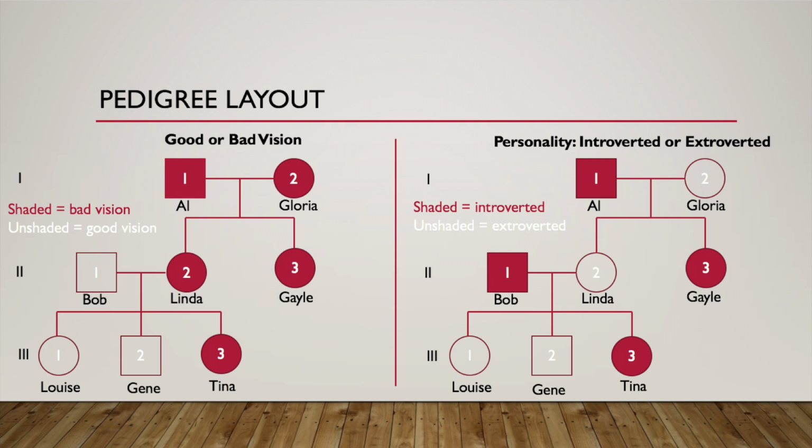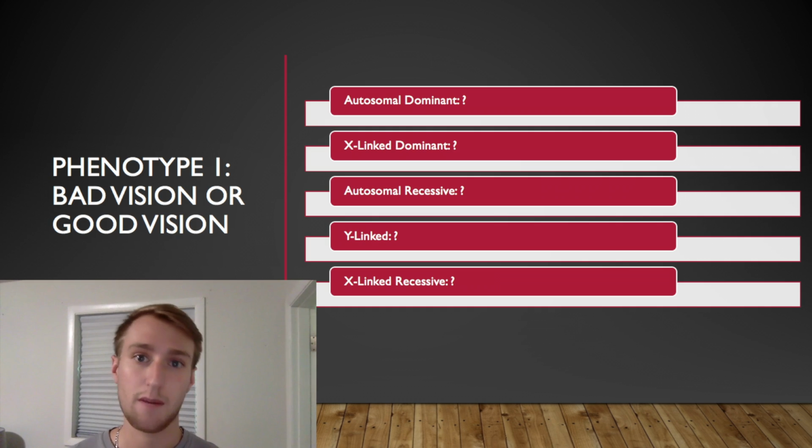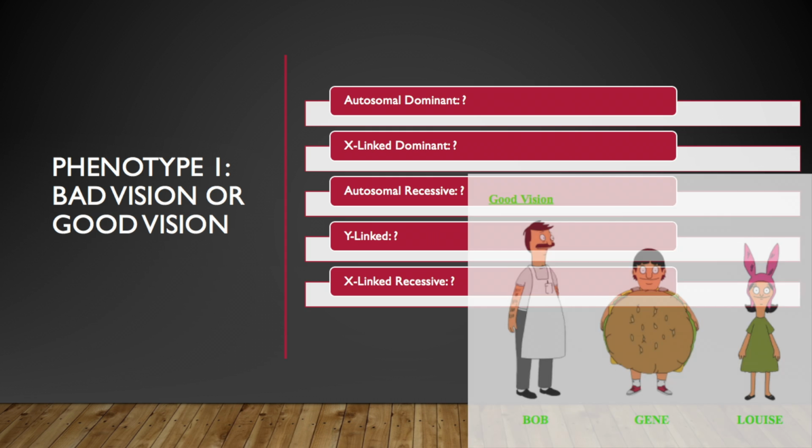We're going to assess 2 different phenotypes. We'll also look at 5 different Mendelian inheritance patterns. The first phenotype that we'll look at is bad vision versus good vision.